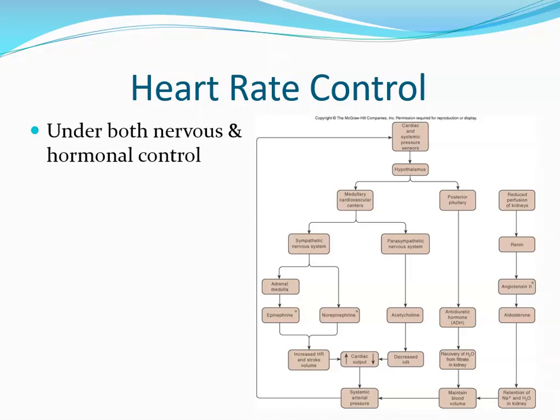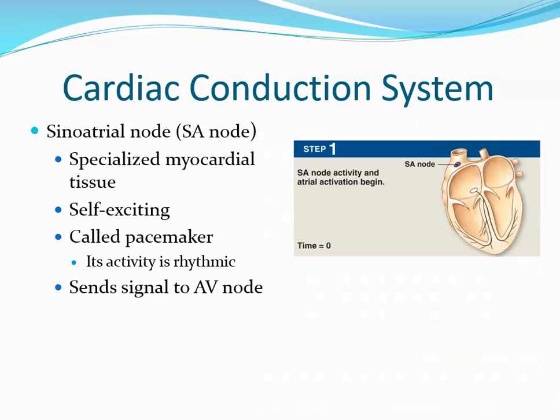Our heart rate is under both nervous and hormonal control. And we're going to look at the conduction system, the nervous conduction system over the surface of the heart. Everything begins with the sinoatrial node. This is a group of specialized myocardial tissue that is found in the upper portion of the right atria.